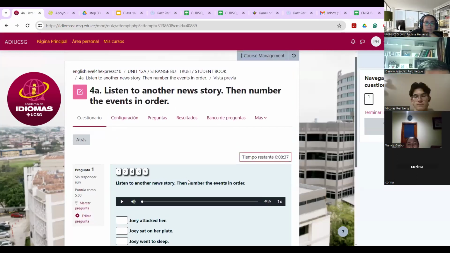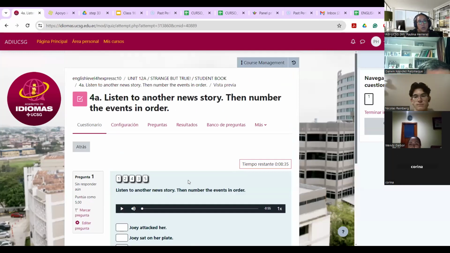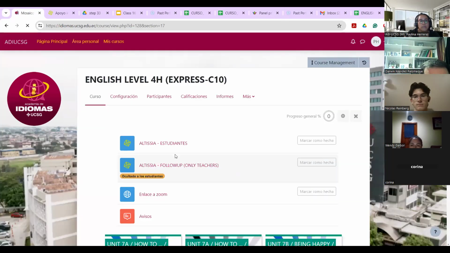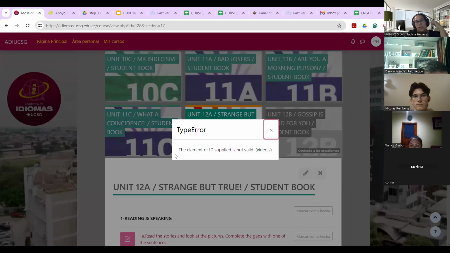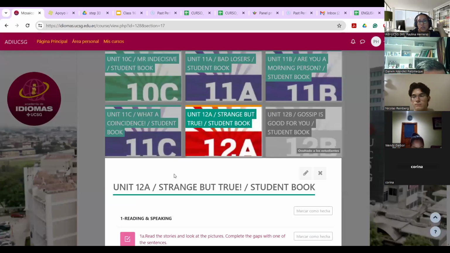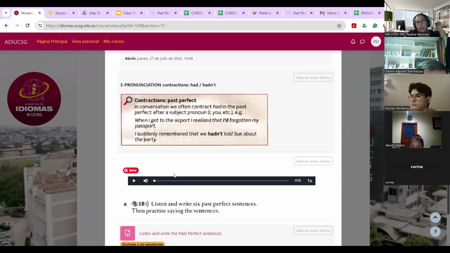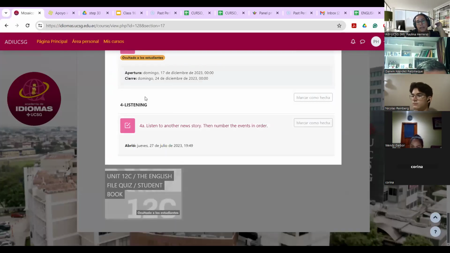Can you repeat the question, please? Do we do the last activity? The last activity of Unit 12A is to listen and put the events in order, in the order that they have. It's the last activity that we're listening. Yeah, only that. We have 10 minutes to finish that, and that will be it for today.